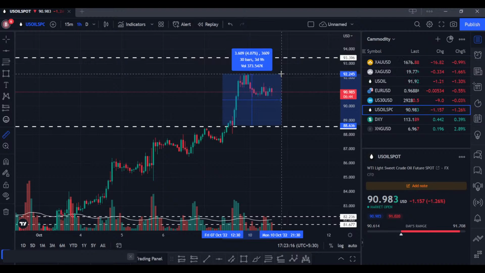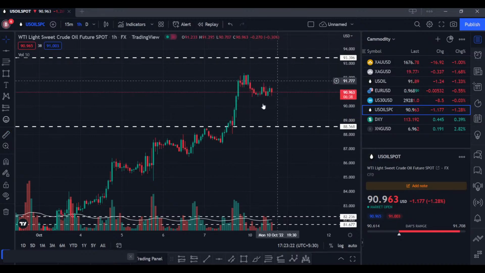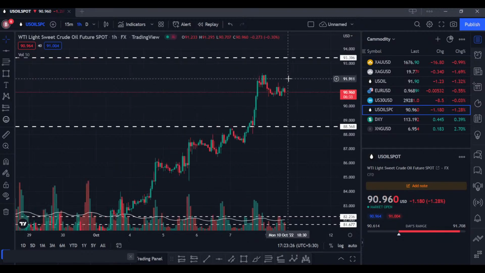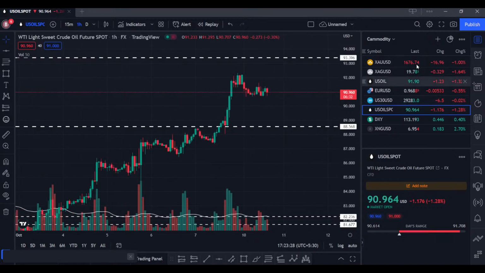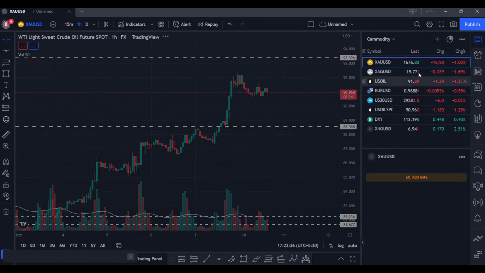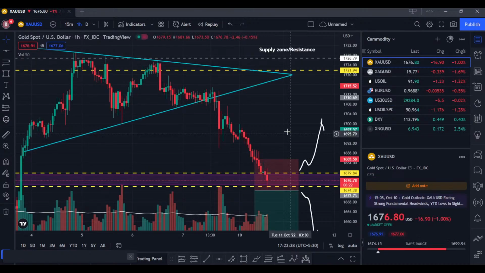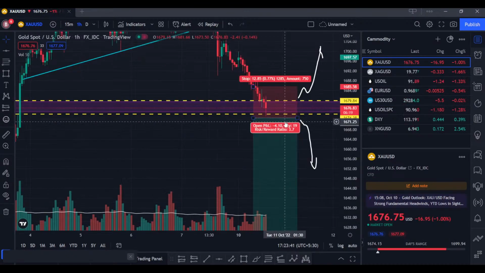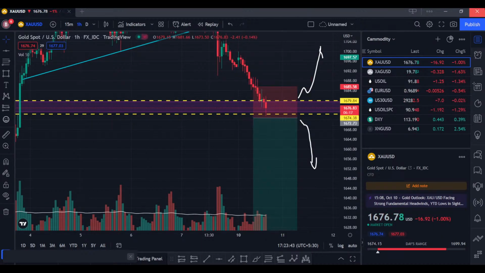How much target did it give in pips? 358 pips it has already given us, and it is going down for consolidation. After consolidation, it may go to that level. Right now I showed you the chart patterns of three currency pairs. I am waiting to take a trade in gold. If I get any bearish signal at that level, I am waiting.